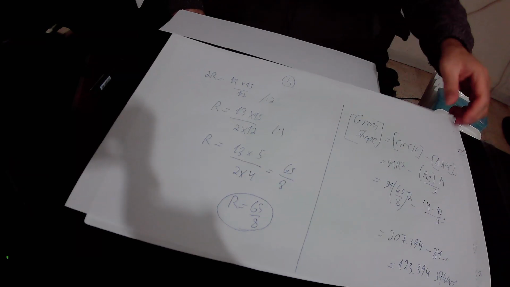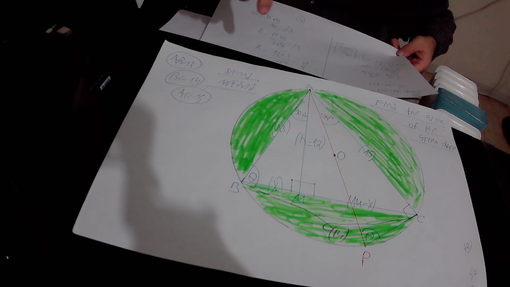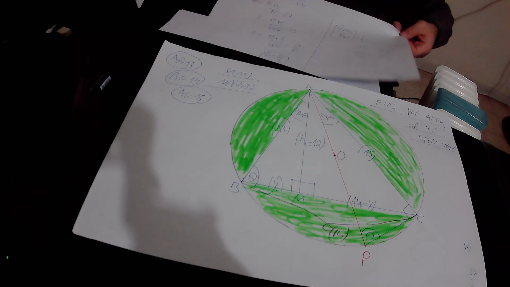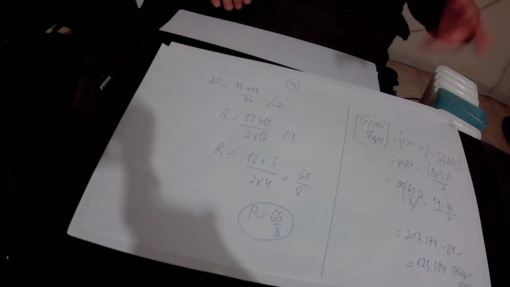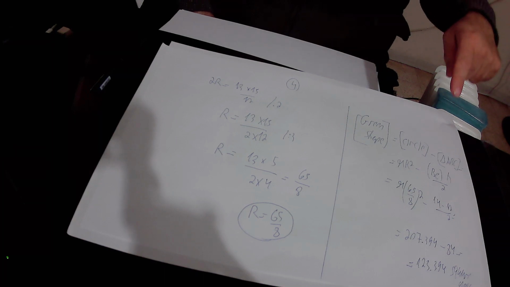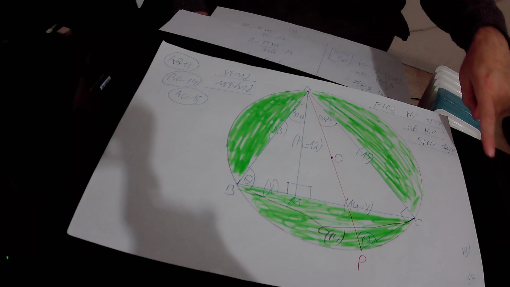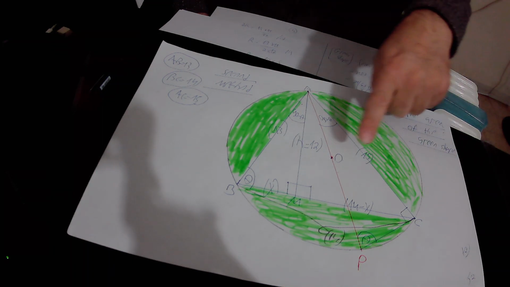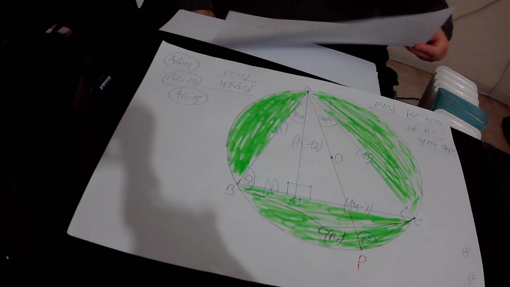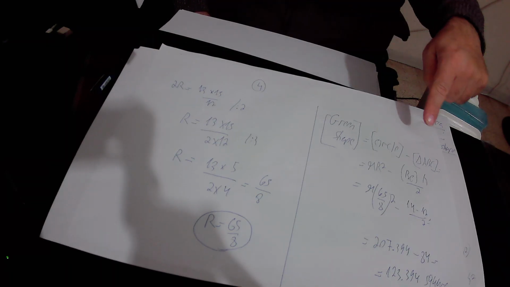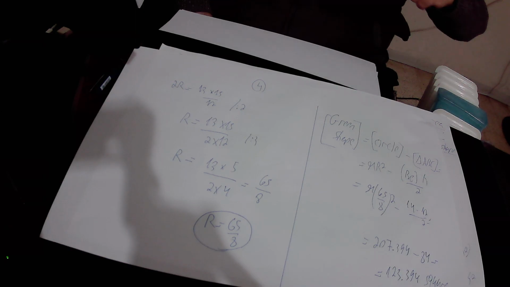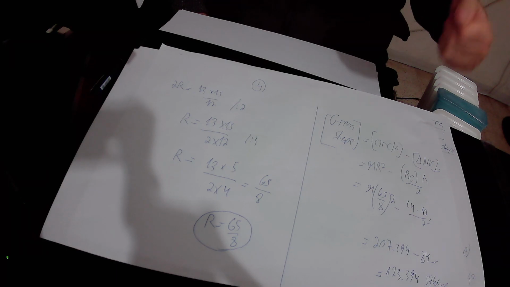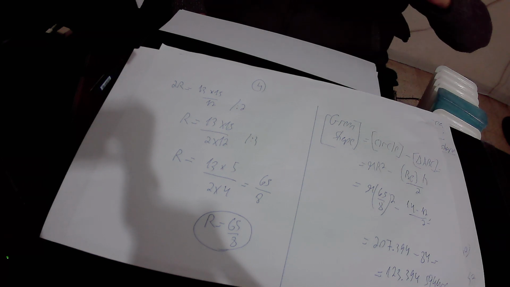The area of this green shape equals the area of the circle minus the area of triangle ABC. The area of the circle equals pi r squared. The area of triangle ABC equals the base of the triangle, that is BC, times the height to the base, that is AM, over 2. So it is pi r squared. R is 65 over 8, therefore r squared is 65 over 8 squared. So the area of the circle equals pi times 65 over 8 squared.